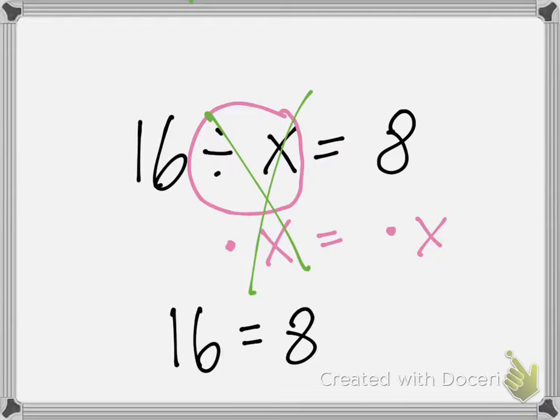16 is equal to 8x. This is times, as we know, so we have to divide by our number. How do we get rid of that 8, Ben? Do you divide? Perfect. So we're going to divide by 8. We do that on both sides. Divide by 8. 16 divided by 8, we get 2. That goes away. We get x equals 2.